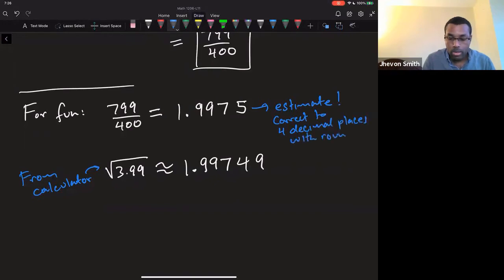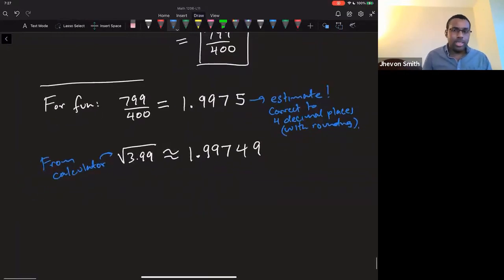With rounding. Right? Which is crazy. I can take this crazy number and me, a lowly human by hand, I could know what the answer is up to 4 decimal places without a calculator. So it's pretty cool. At least I think.